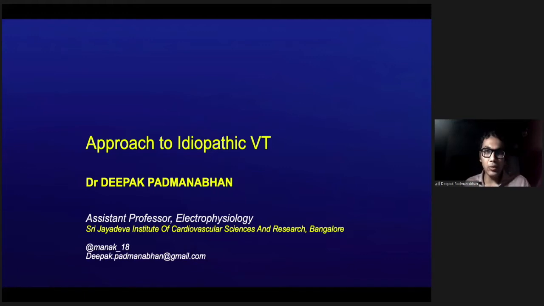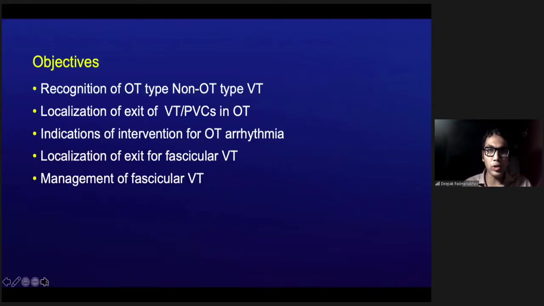So I'd like to start with this approach to idiopathic VT, the objectives being recognition of whether the VT or the PVC is outflow tract versus non-outflow tract. Once we do that, we try to figure out where in the outflow tract it is so that we can counsel our patients better regarding the risks of their management. What are the indications if you want to intervene in a patient with an outflow tract arrhythmia, either a VT or a patient with PVCs? If you have a VT that is coming from a non-outflow tract region, maybe the fascicles, how do you localize its exit? And finally, its management.